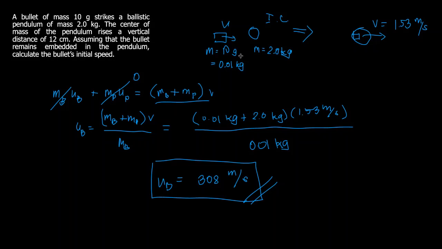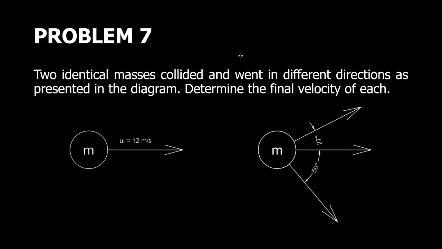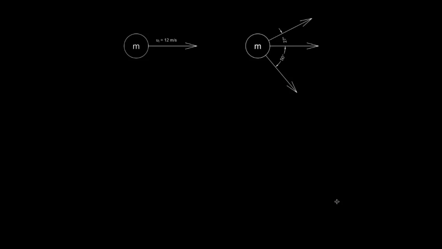For the next problem, that is problem number 7, two identical masses collide and went in different directions as presented in the diagram. Determine the final velocity of each. So, this mass, M sub 1, pumunta siya, tinamaan niya itong M sub 2, and they separated to velocities V sub 1 and V sub 2. Okay. So, paano natin hanapin ang final velocity of each? Again, this is M sub 1, this is M sub 2, this is V sub 1, and V sub 2.